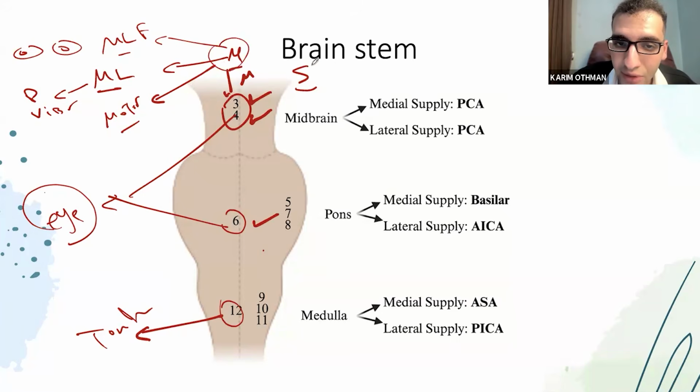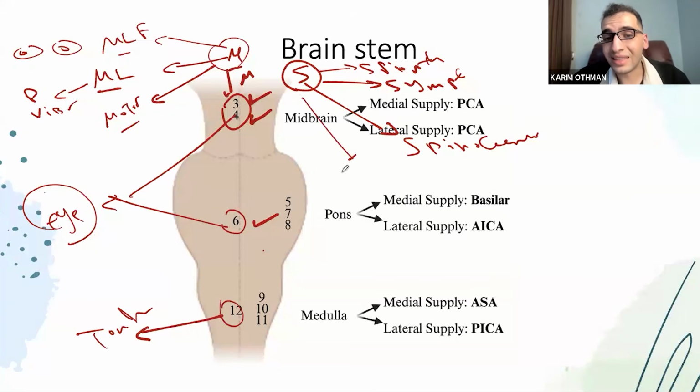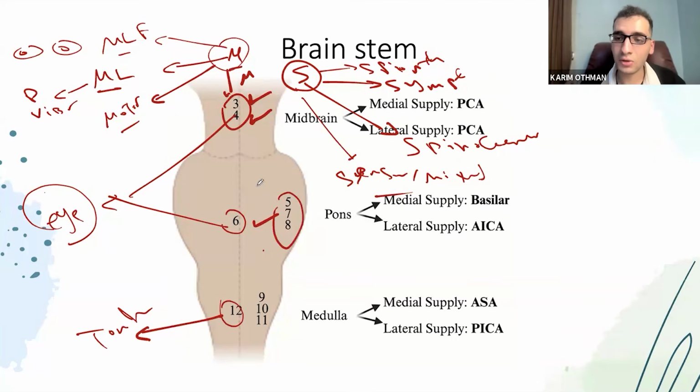Anything with S is on the side. So the spinothalamic tract, which is for pain and temperature, is on the side. The sympathetic tract is on the side, lateral. Okay. Spinocerebellar, the cerebellar one, the sympathetic, and the sensory cranial nerves and the mixed cranial nerves are also lateral. Isn't 5, 7, and 8 sensory and mixed? Isn't 9, 10, 11 sensory and mixed? These are lateral. So sure, we can know which ones are medial and which ones are lateral.